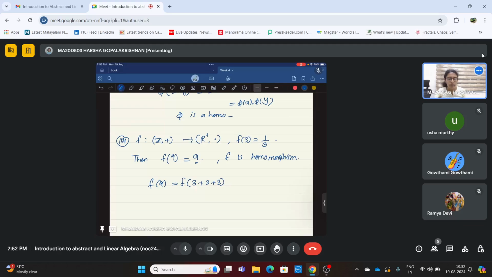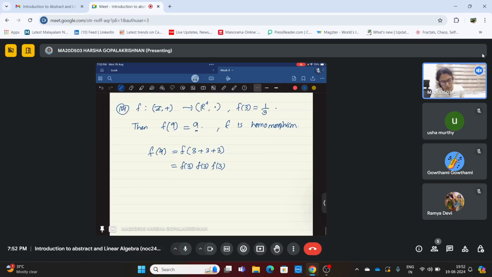Okay. Now, since f is a homomorphism, we can use the condition of homomorphism. What is this? f of 3 into f of 3 into f of 3. You should not write f of 3 plus f of 3 plus f of 3. The reason is, in R plus dot we have the operation multiplication. f of 3 into f of 3 into f of 3.